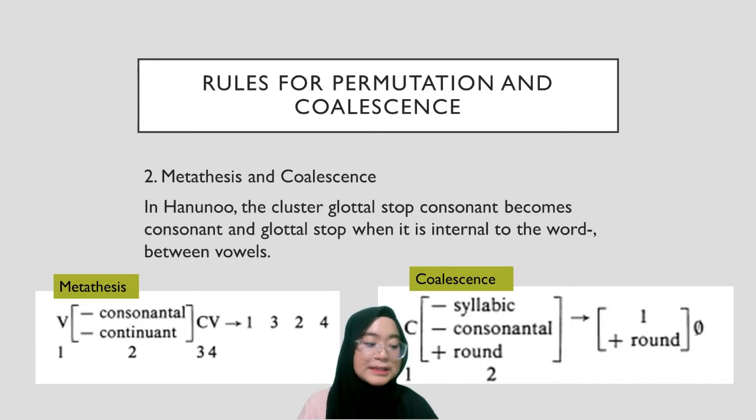If vowel nasalization in French is viewed as coalescence rather than as assimilation and subsequent deletion, we can write a coalescence rule stating that a vowel and a following nasal consonant become a nasalized vowel when followed by another consonant or a word boundary. Okay, that's the rule for permutation and coalescence.